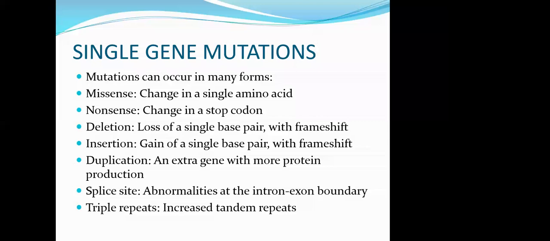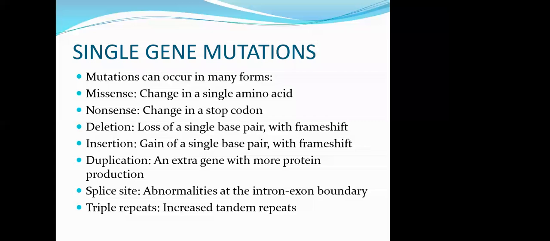Deletion is a loss of a single base pair with a frame shift. So a missense mutation can involve either a single base pair or a whole amino acid. But if you have only a single loss, this is referred to as a deletion. It results in a frame shift because, as you saw, that long frame of reading is going to be changed, because you have changed one single base pair.